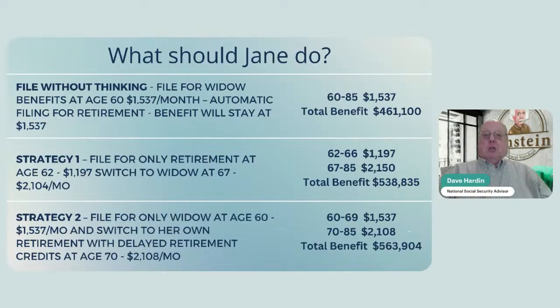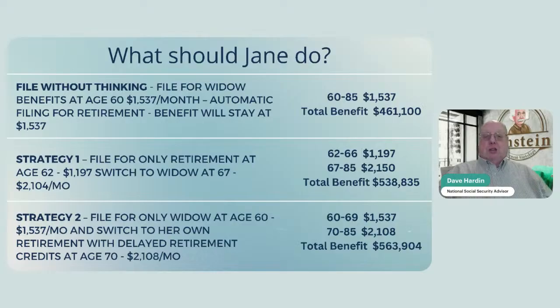You'll have the ability to switch. So you're taking $1,197 and then you switch to take $2,150. Well, if you add that benefit up over the lifetime, it's almost $80,000 more money over your lifetime. I'm not even counting the 80 or 100,000 you made from working for 2 years. That's just from Social Security.